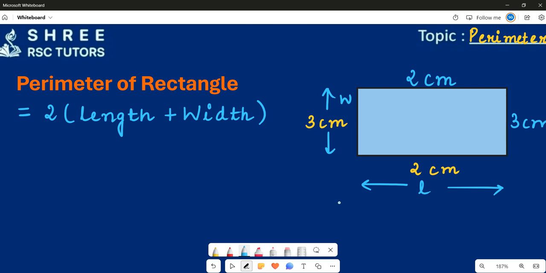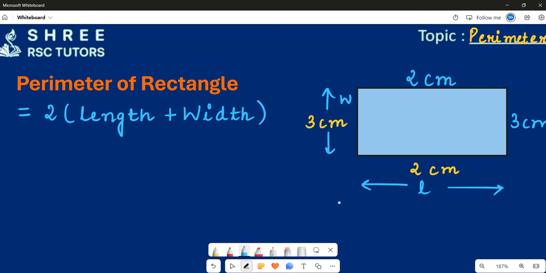Now let us understand how we can calculate the perimeter of this given rectangle. For that, we need to understand this formula. According to the formula of perimeter of rectangle, you need to do the addition of the length and the width and you just need to double it. That's the meaning of this formula. Or you can say twice of the sum of length and width will give you the perimeter of rectangle.